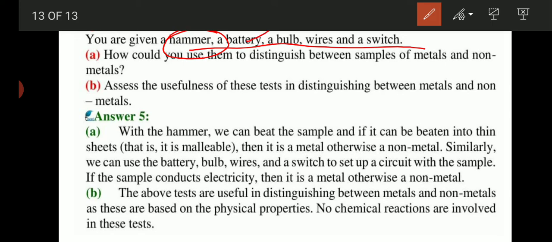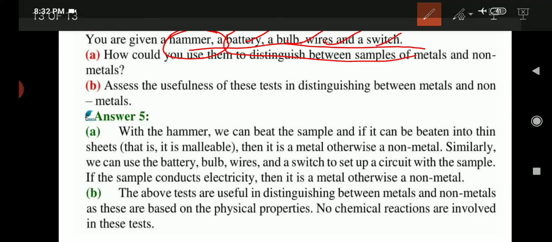But battery, bulb, wire, switch, what are these components? We can make a simple circuit, right, using battery, bulb, wires and a switch. You have already learnt this in the electricity lesson. This makes a simple circuit. So by using these and connecting some substances, if the bulb glows, then that indicates what? The given substance is metal. That means metals are good conductors of electricity. If the bulb doesn't glow, then the given substance is non-metal, because non-metals are poor conductors of electricity.